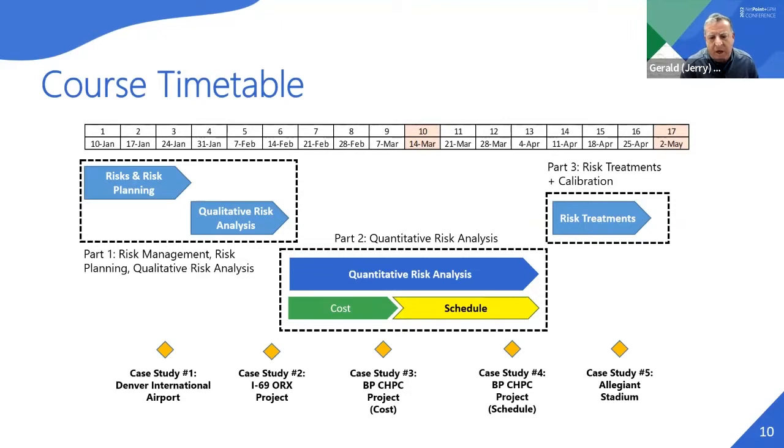And lastly, part three, which was the last 2 or 3 weeks of the term, we got into risk treatments, and we also covered calibration concepts as part of part three. And in that case study, we used the Allegiant Stadium. This is the new Las Vegas Raiders Stadium as the case study, and it was really more about identifying certain risks and then doing the risk treatments, perspectives of those risks over the life of that particular project.